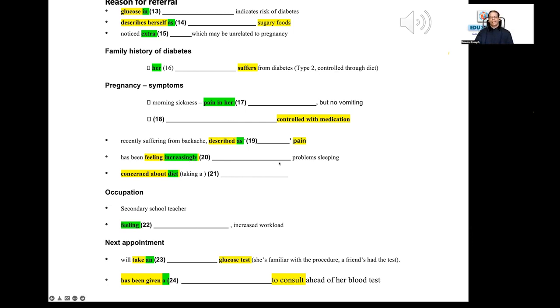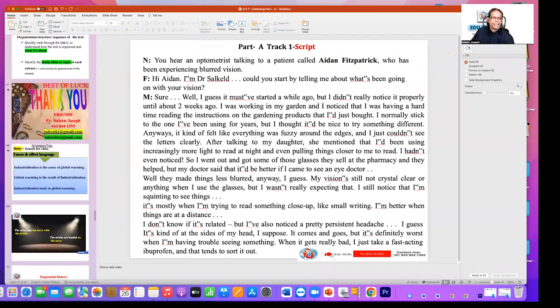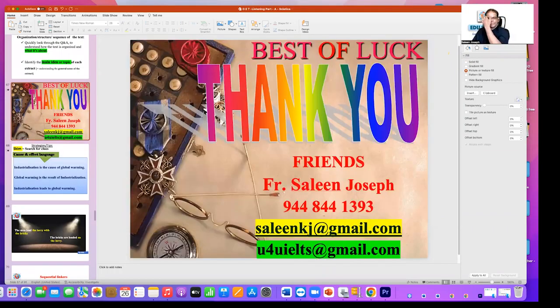Feeling increasingly dash. Okay, concerned about diet. So feeling, so the answer is that. Take an. Notice those words before and after. An oral glucose test has been given to consult. Again, it means now it will not be a vowel sound. The word will not start with a vowel sound. Okay, that's enough for now, I believe.